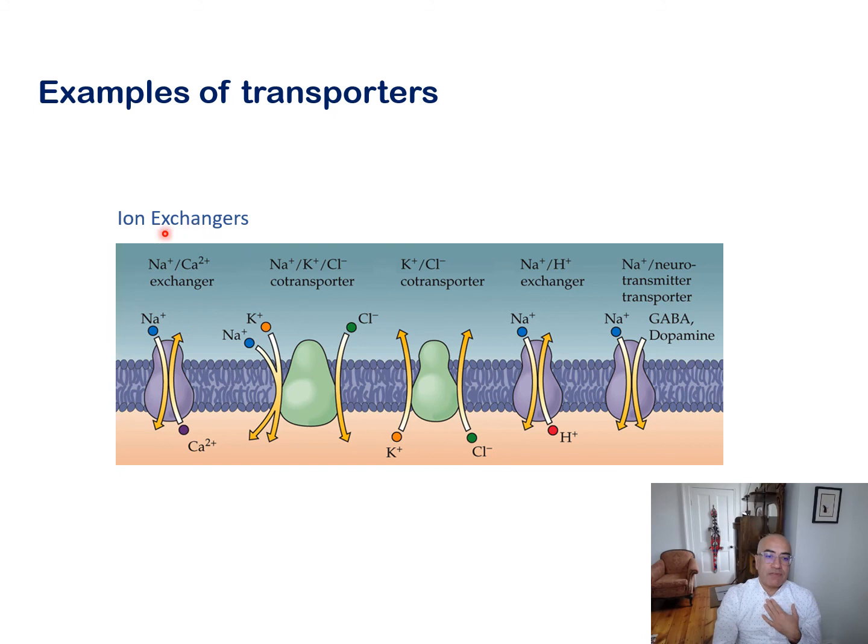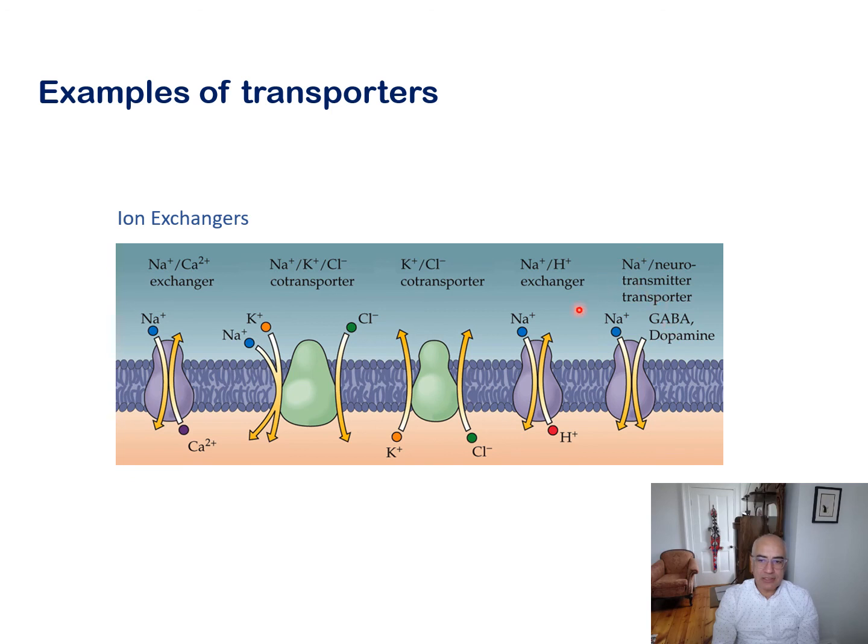So here's an example of a sodium calcium exchanger where it moves sodium into the cell and pushes calcium out of the cell. Here's a sodium potassium chloride co-transporter. It moves all three ions into the cell. This is a potassium chloride co-transporter which moves potassium and chloride out of the cell. This is a proton pump or a sodium proton exchanger. Proton is the same as a hydrogen ion. This pumps out protons from inside the cell in exchange for moving sodium into the cell.